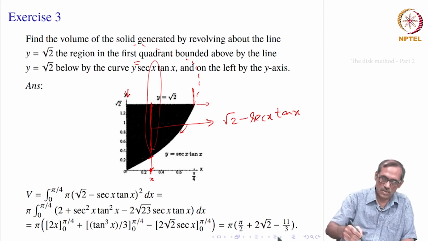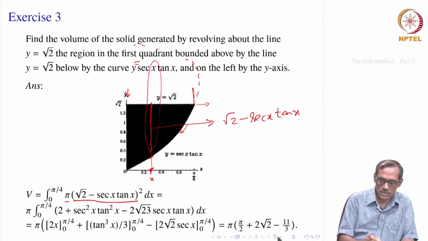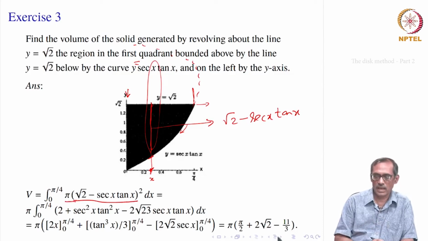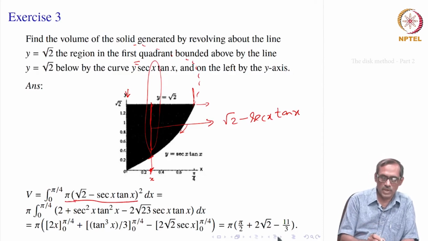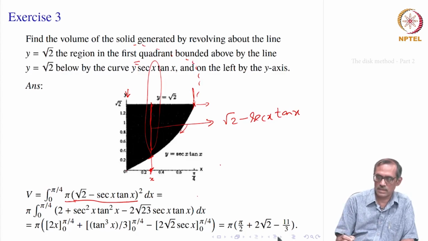So, we get this disc whose area is (root 2 minus secant x tan x) whole square times pi, that is the area. Therefore, volume equals integral from 0 to pi by 4. Why is it pi by 4? Because the intersection of the line y equal to root 2 and the curve y equal to secant x tan x gives us x equal to pi by 4.